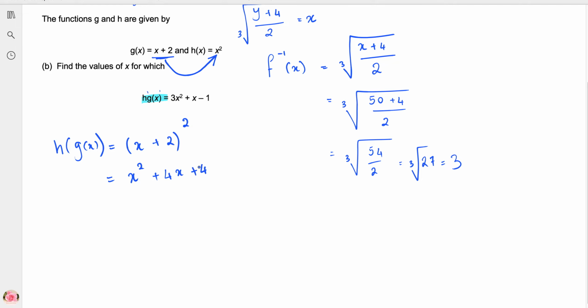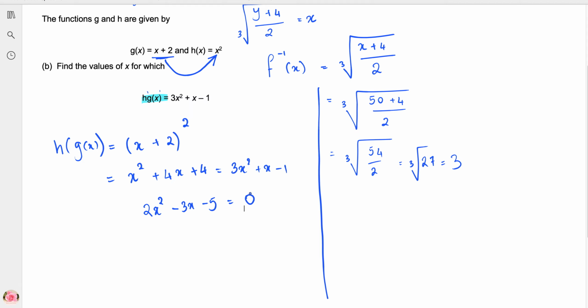The question said that's equal to 3x squared plus x minus 1, and you need to solve for the values of x. So let's do that. This is equal to 3x squared plus x minus 1. So if we rearrange it, wherever the x squared term is the biggest, you will take everything to that side. 2x squared minus 3x minus 5 is equal to 0.